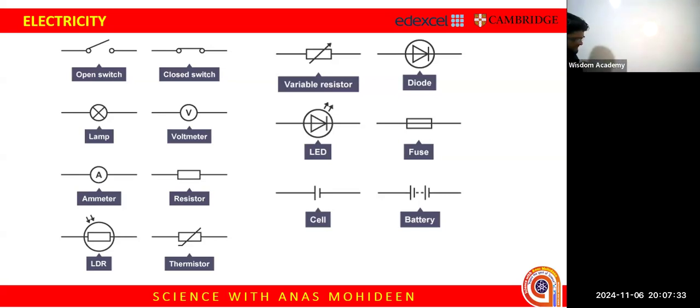On the next line, write: accordingly, there are two types, static electricity and current electricity.